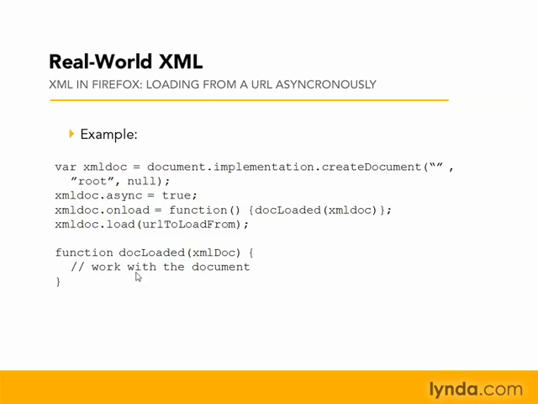In this example, I've got my same document, and I've created it up here using document.implementation.createDocument, and I'm passing in root and a null value. And then I set the async flag here to be true. Now, when I do that, I need to do things a little bit differently. I need to set the onload event handler for the document to be a function that's going to be called when the document finishes loading. In this case, I've set it to be a function named docLoaded, and I'm passing in the XML doc as an argument to that function.